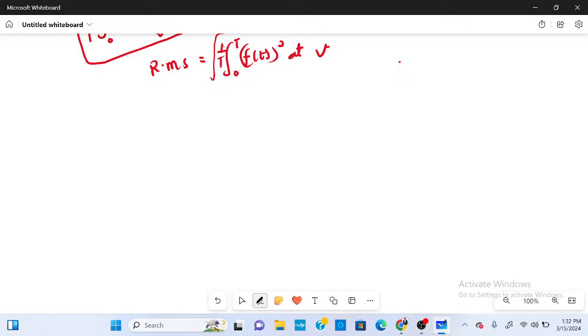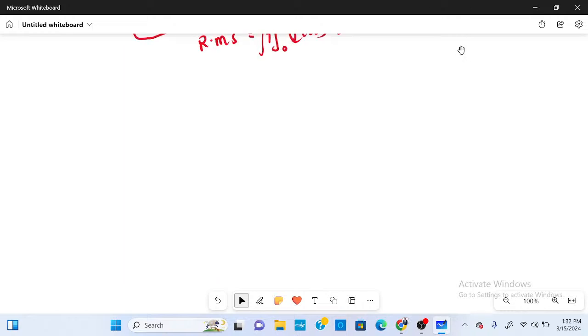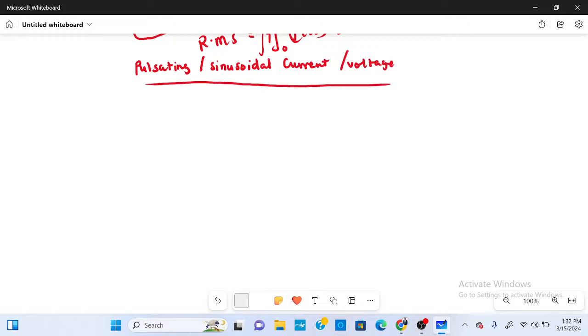So now let's see. Let's tackle sinusoidal voltage and current, or we say pulsating. Either you use pulsating, meaning pulse, or sinusoidal current or voltage, right? So this is the next subtopic we are going to treat here.